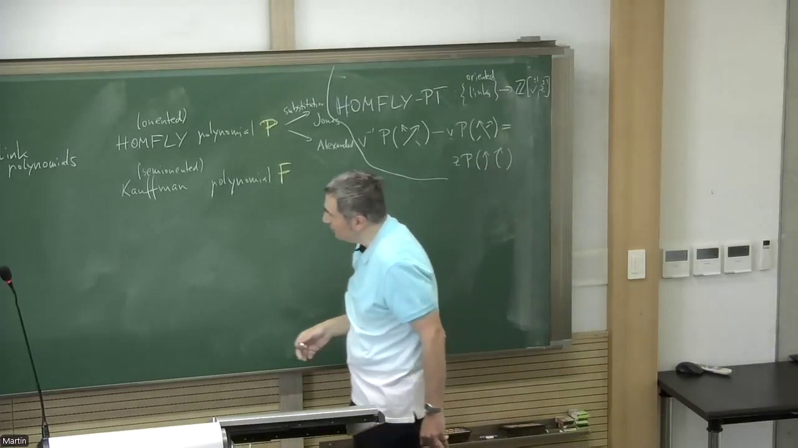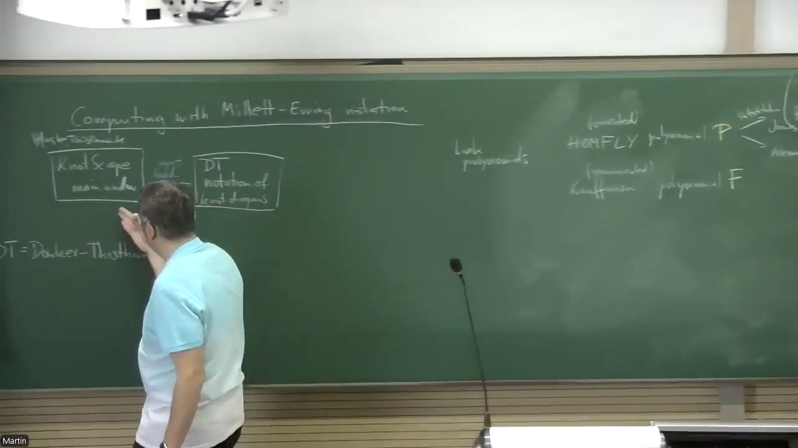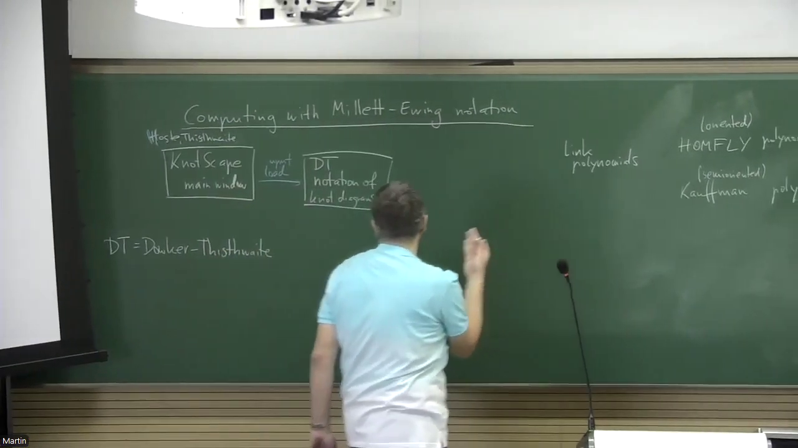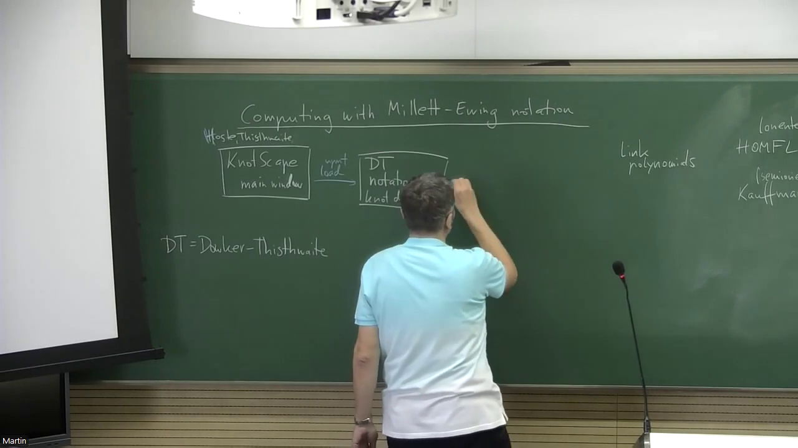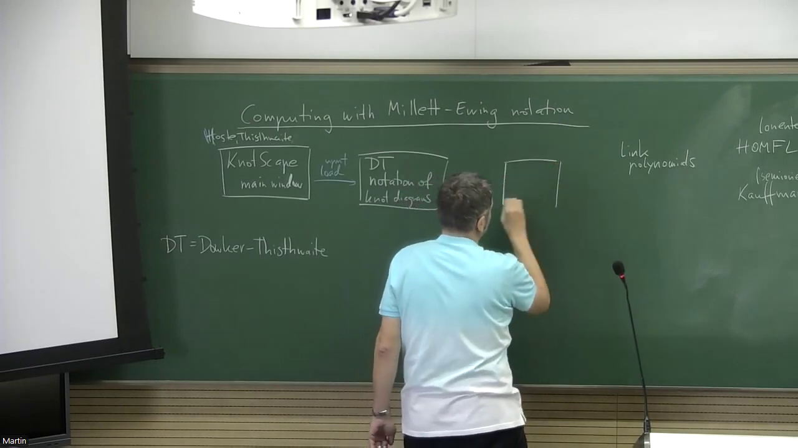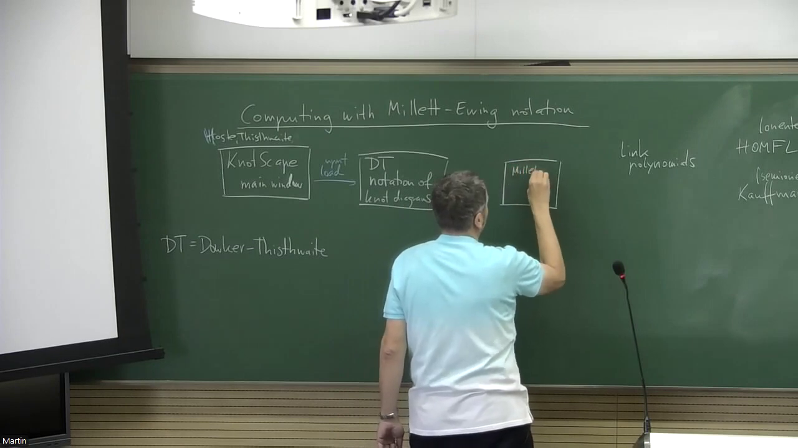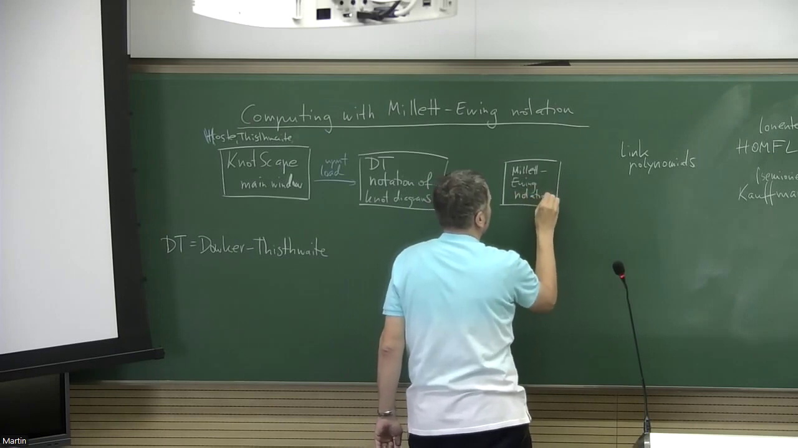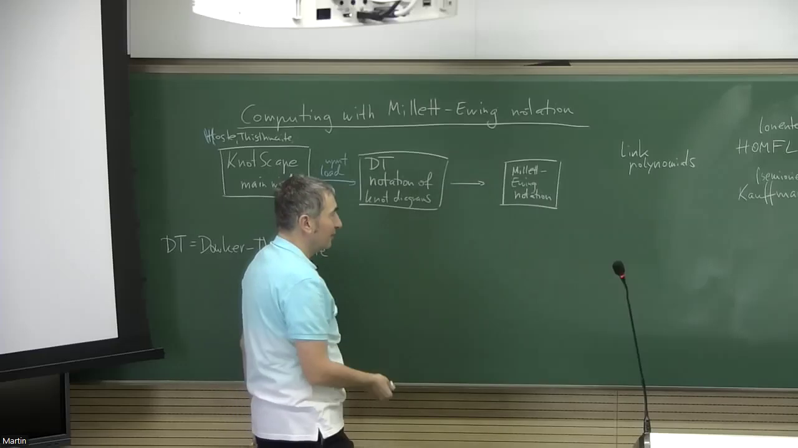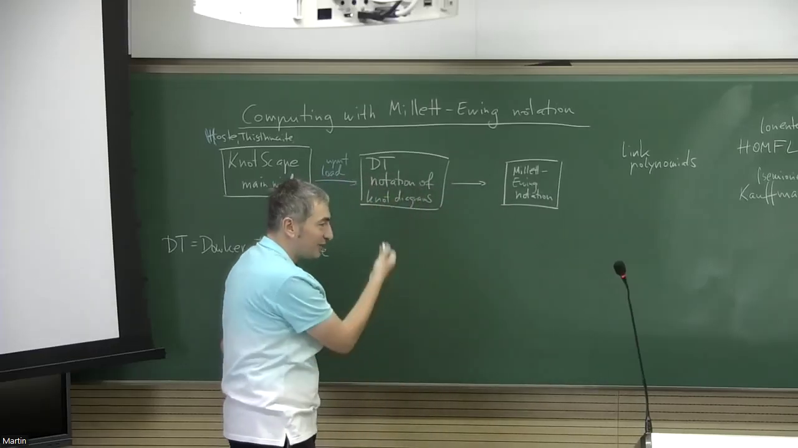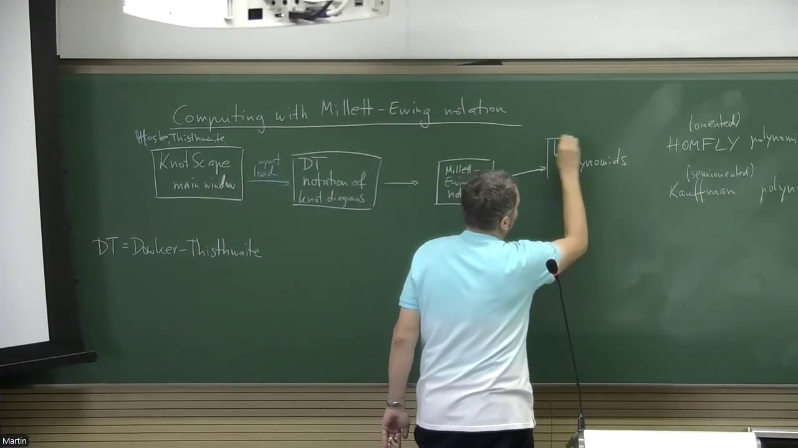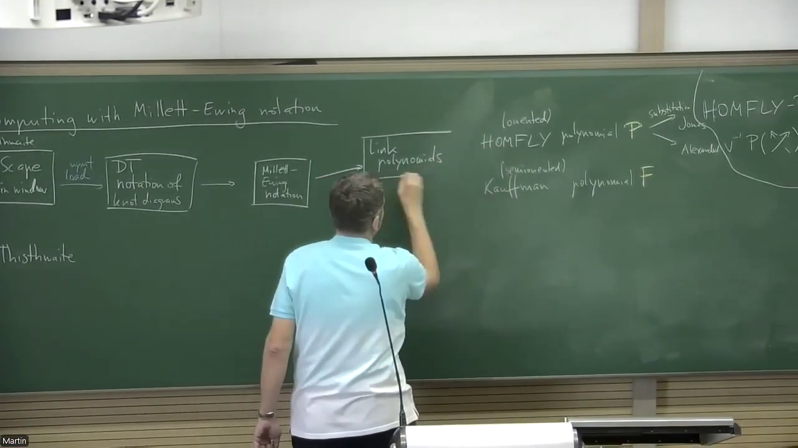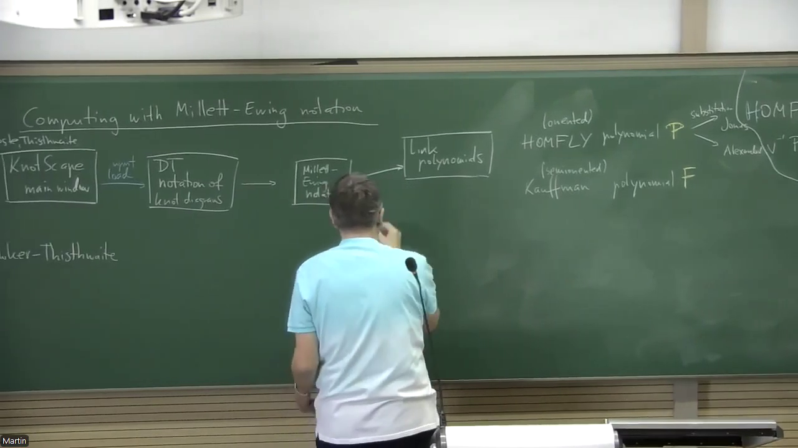So you can use Knotscape to compute polynomials when you have this Dowker-Thistlethwaite notation. But what it really does is convert the Dowker-Thistlethwaite notation into the Millett-Ewing notation, which is the main object that I'm going to talk about. And then from there it uses this tool, the Millett-Ewing.